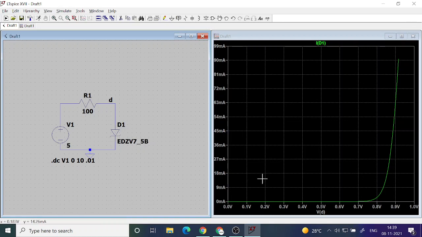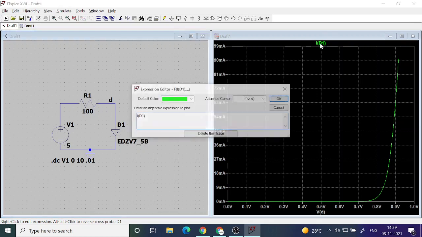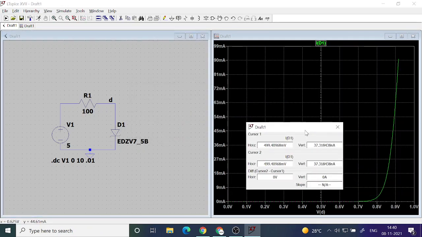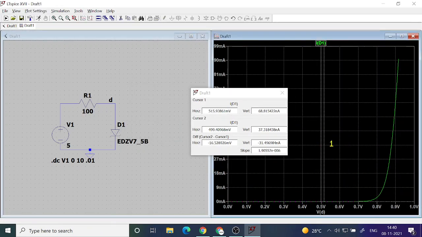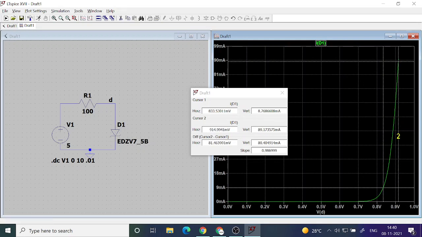So to find the on resistance, what you do, you take two cursors, and then put one cursor somewhere here and the other cursor somewhere there. Both should be on the curve. Then what you do is measure delta I and delta V.